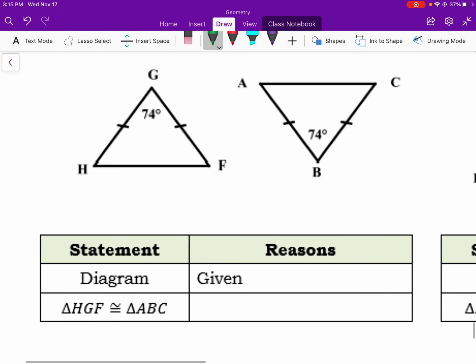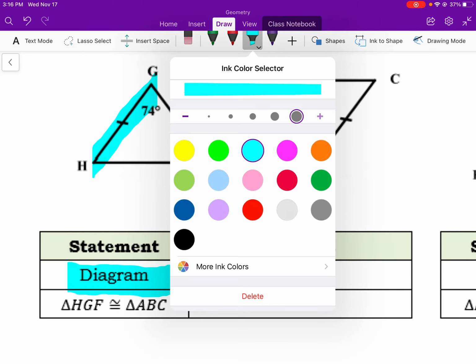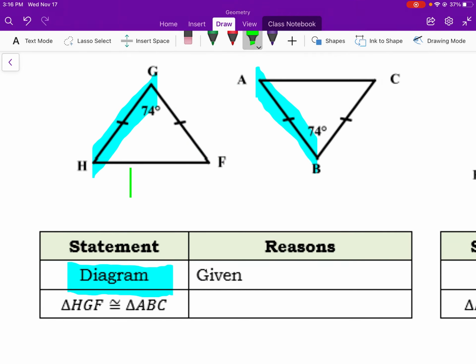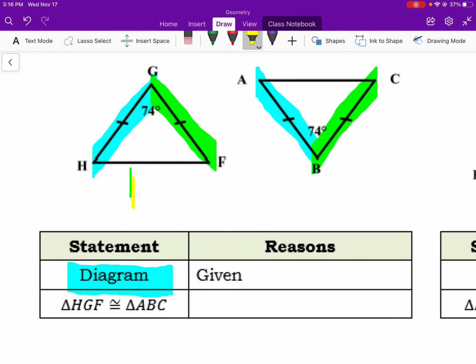Okay, now we're getting into some triangle congruence, which we've already been more or less doing proofs with, but now we're just kind of doing it in a different layout, so to speak. So our diagrams are given here. That's what's provided to us. And we're trying to prove that triangle HGF, and let's match up corresponding sides, is congruent to ABC. So HG needs to match with AB. GF needs to match with BC. And FH has to match with CA.